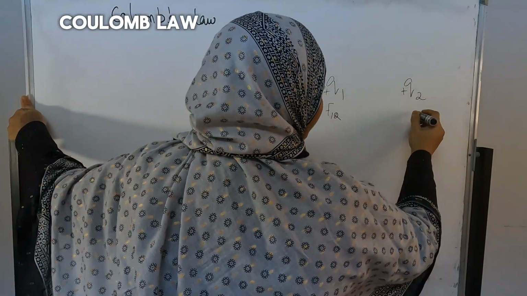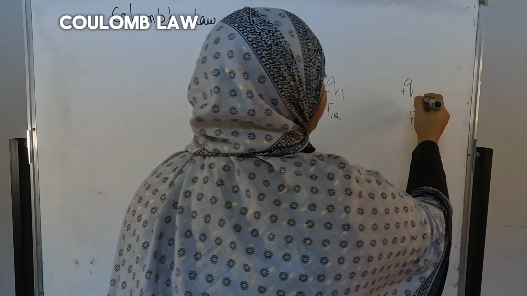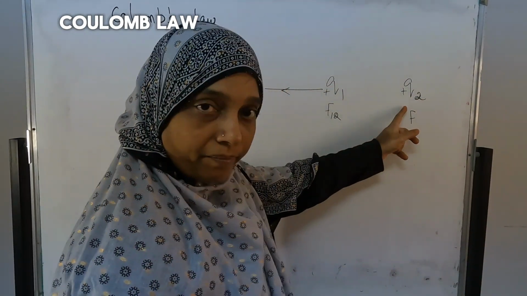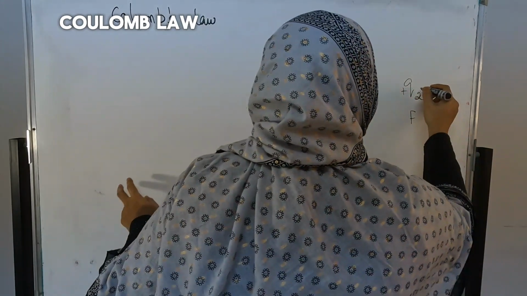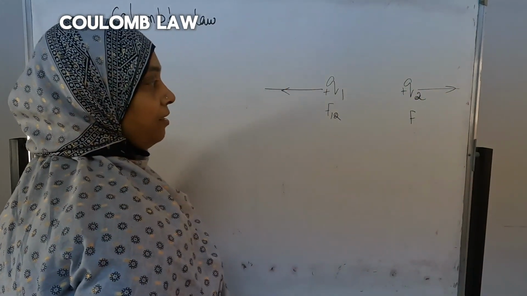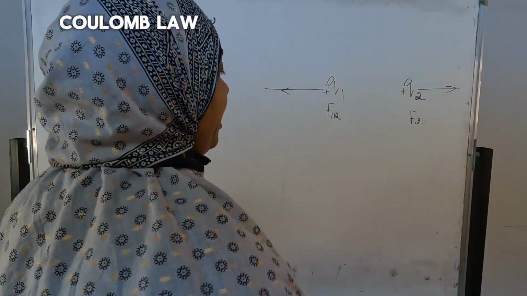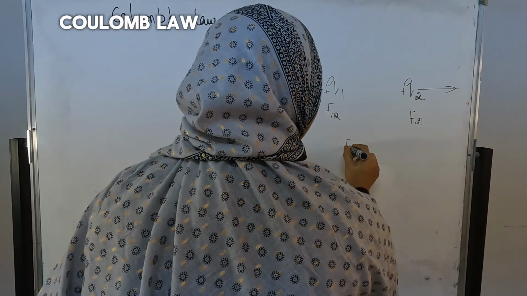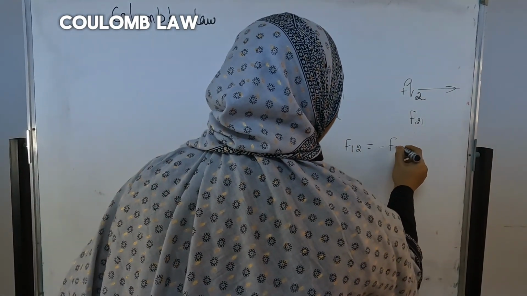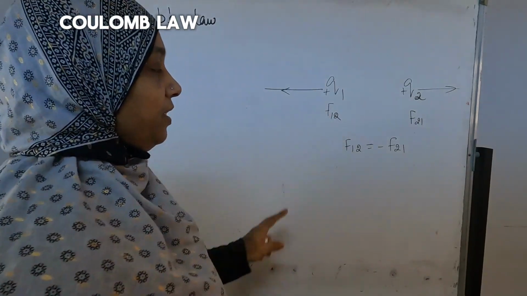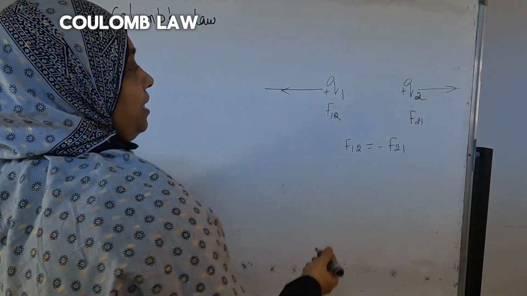Similarly, Q1 acts on Q2. Both have the same sign, so it will repel that side. Repulsion. So F21, they are repelling each other. And F12, the force F12, is exactly opposite to the force F21. So they are repelling each other.